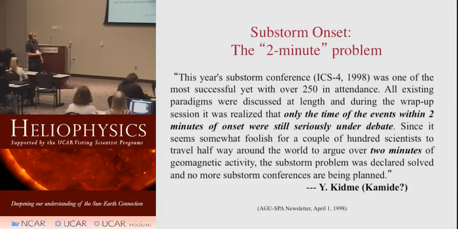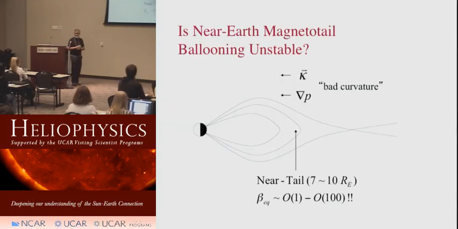Well, it seems foolish, Kamide-san argued, for a couple of hundred scientists to travel halfway around the world to argue over 2 minutes of geomagnetic activity. The substorm problem was declared solved, and no more substorm conferences are being planned. This was, of course, an April Fool's joke. On April 1st, 1998, Chris Russell sent this out to everybody, and for a split second we thought he was being serious. No, not really. So what's the deal? The deal is really that people cannot make up their minds on what is going on at nearer distances.